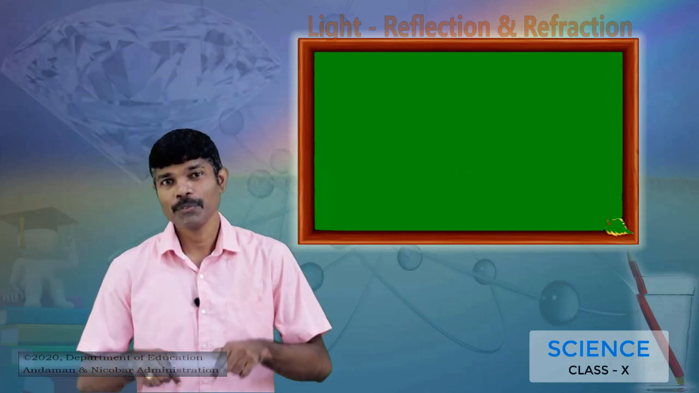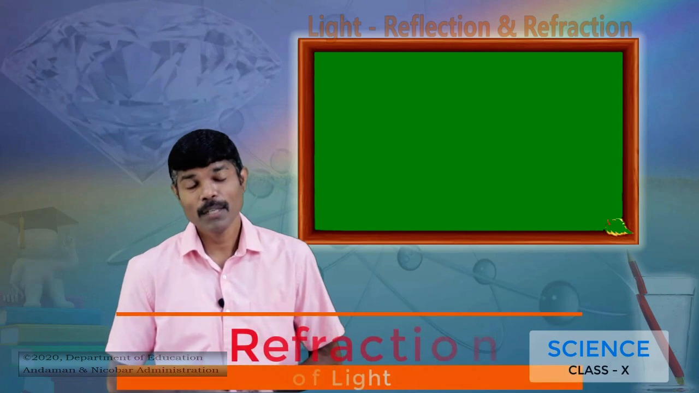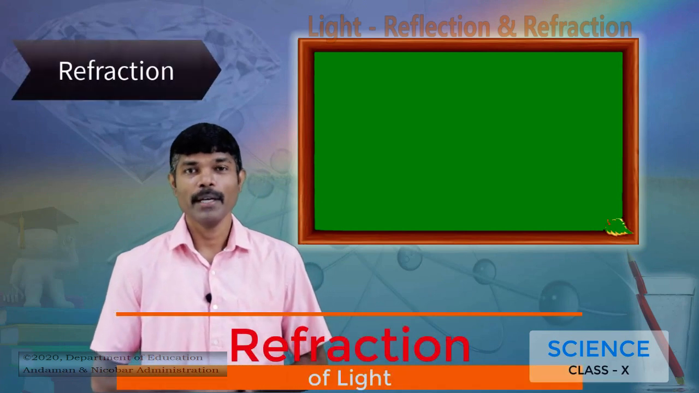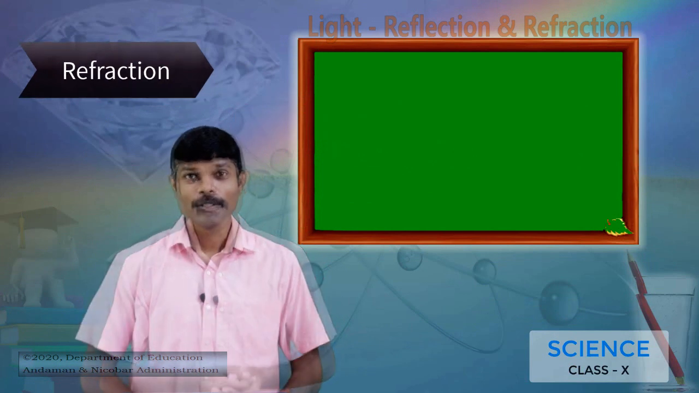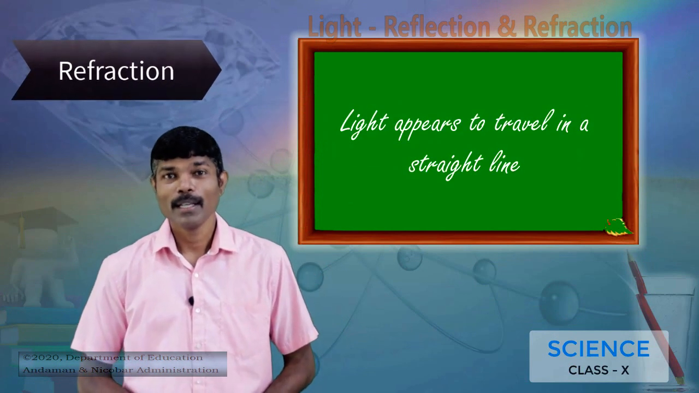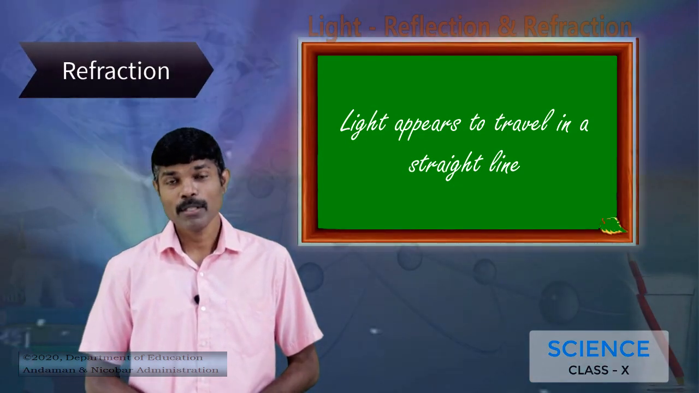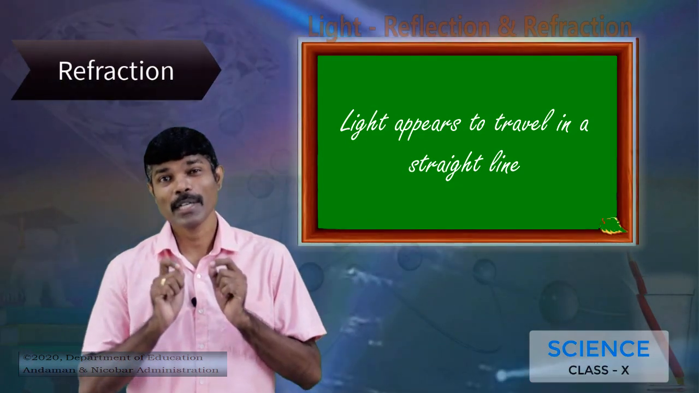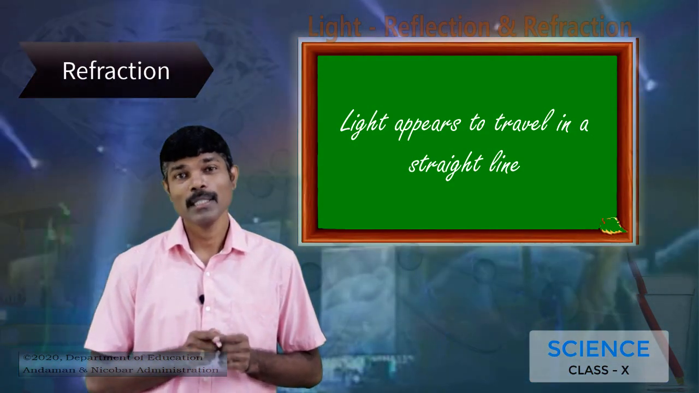In today's class, we will see about refraction. Let us learn what refraction is and the various terms associated with refraction. Children, as you know, light travels in a straight line. That means light follows a straight path. So the path of propagation is a straight line.